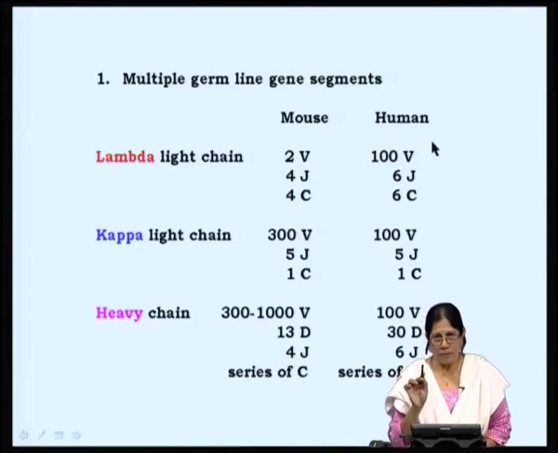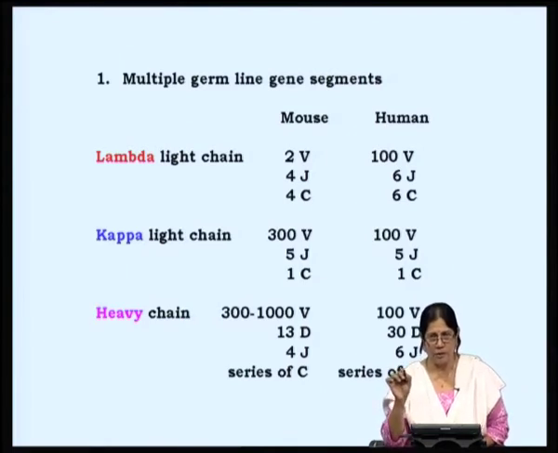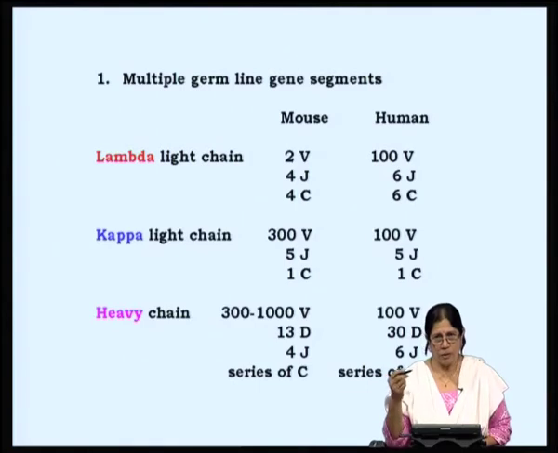When I say different V gene segments, please remember we are referring to the nucleotide sequence, which would of course then correspond to the amino acids. So, now why in the mouse are there only 2 V gene segments?